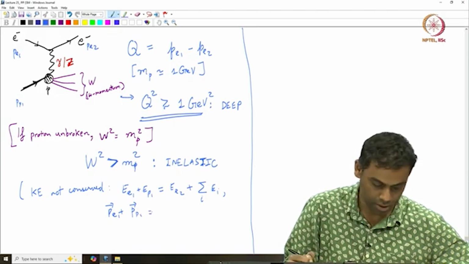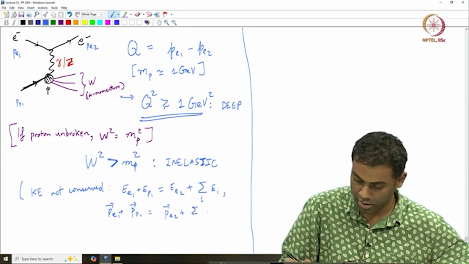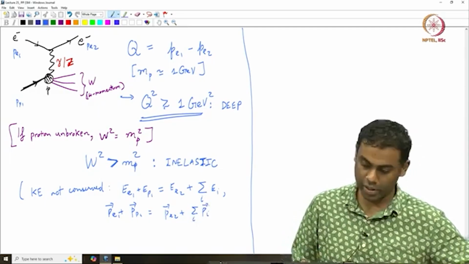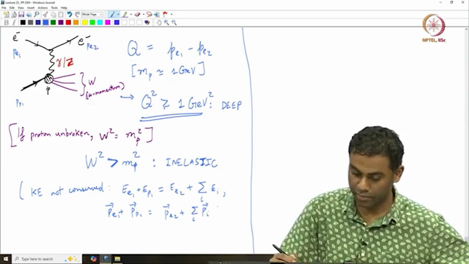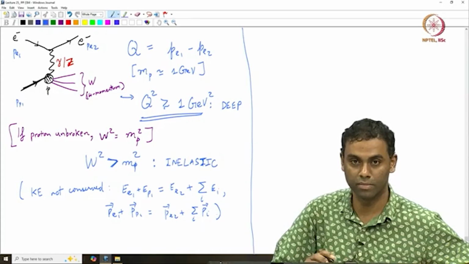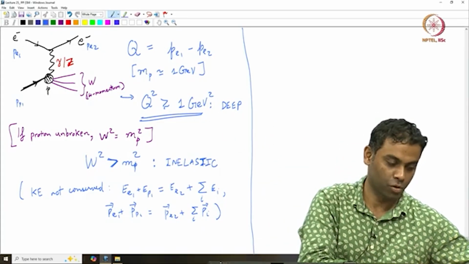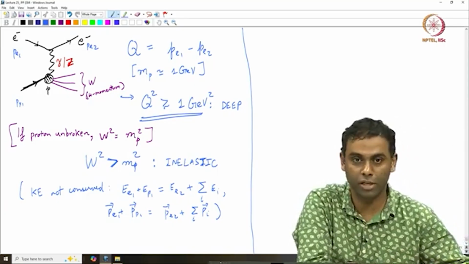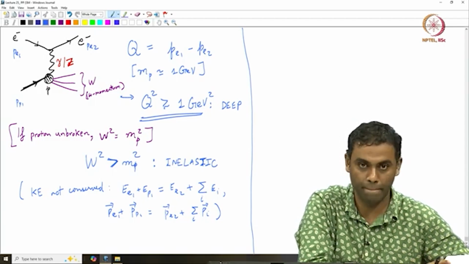P1 equals PE2 plus sigma Pi. Okay. So now you can go and do this yourself, use this, and it's very trivial to see actually why the kinetic energy in particular is not conserved. Just take the total energy, remove the mass energy from this, that is your kinetic energy. And you will see of course that this is an inelastic process.